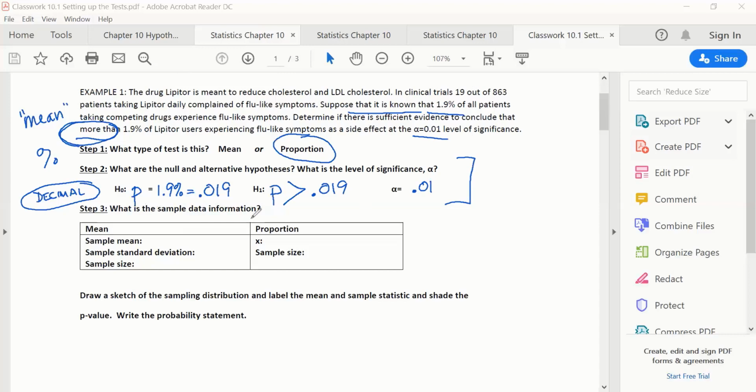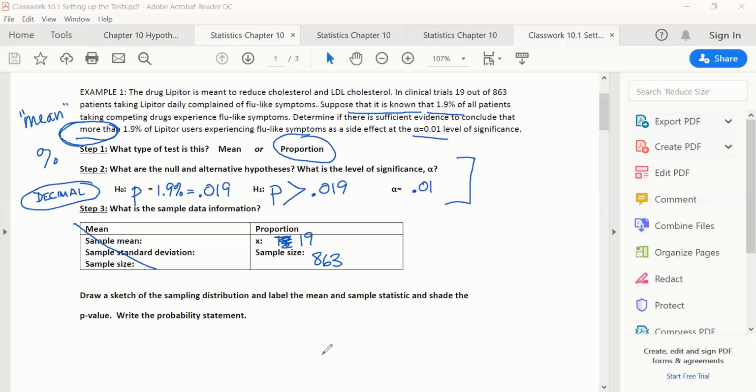So now we pick out the sample data information. We don't need the mean side, we just need the proportion side. And we're looking for our sample information. So if we go back, it said in the clinical trials, 19 out of 863 patients complained of flu-like symptoms. So our X will be 19, and our N is going to be 863. All right, so there's your sample data.